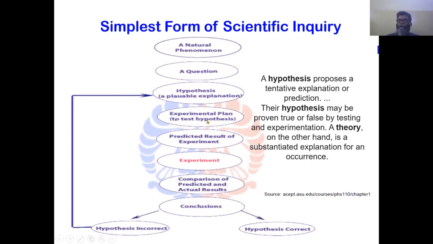Then comes the experimental plan in order to test the hypothesis, then the predicted result of the experiment, and then the experiment, and finally comparison of the predicted and actual results, making a conclusion. What is the conclusion? Either the hypothesis is correct or the hypothesis is incorrect. So this is the simplest form of scientific inquiry.